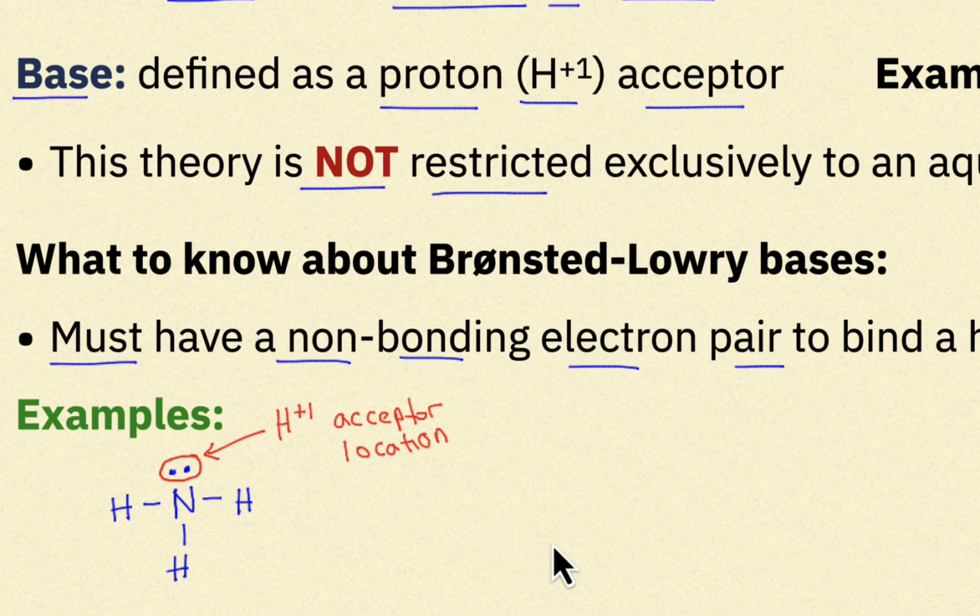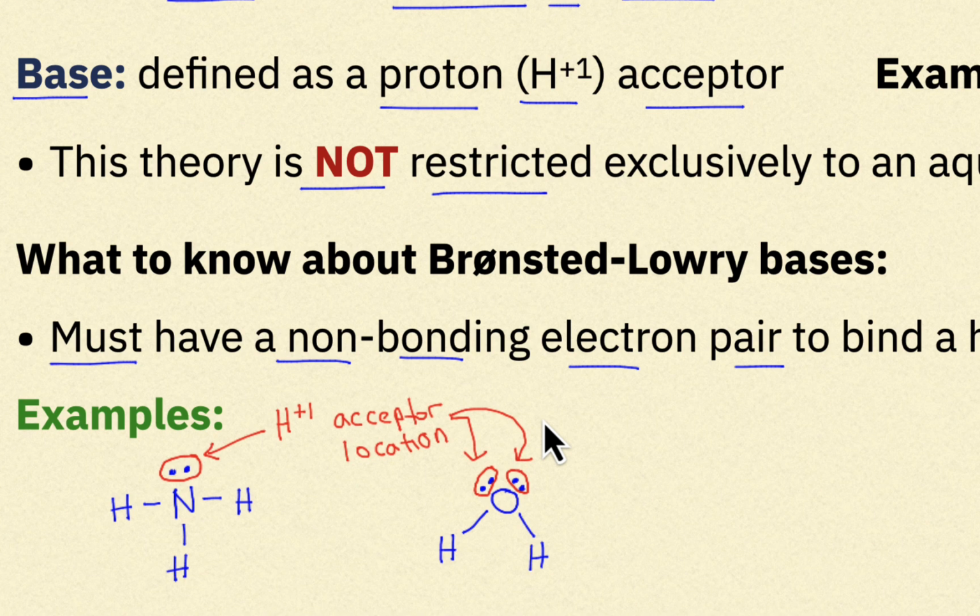Water can also act as a Brønsted-Lowry base, because in the structural formula for water, there are two lone pairs, here and here. These are also possible spots where a hydrogen ion could form what we call a coordinate covalent bond or a dative bond, accepting a proton and therefore falling under the category of a Brønsted-Lowry base.